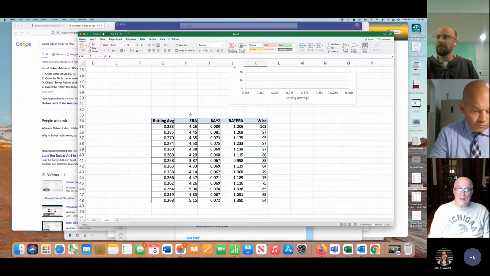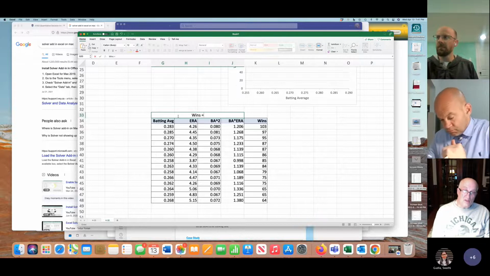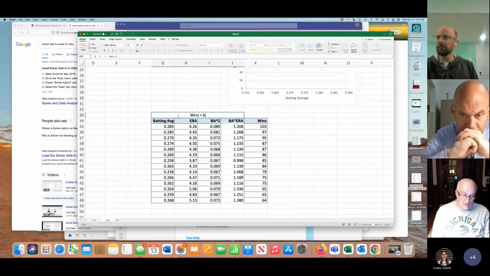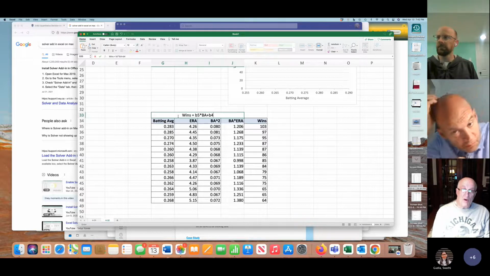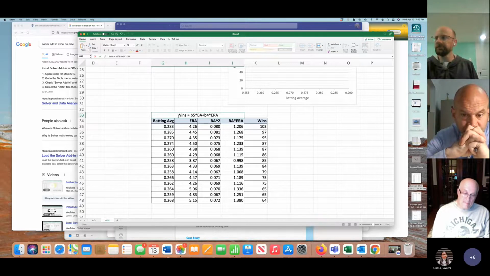So really my model looks like something like this. The model I'm looking for is going to say, let's center and merge these, wins equals B5 times batting average plus B4 times ERA plus B3. Okay, I just meant to make that B4.